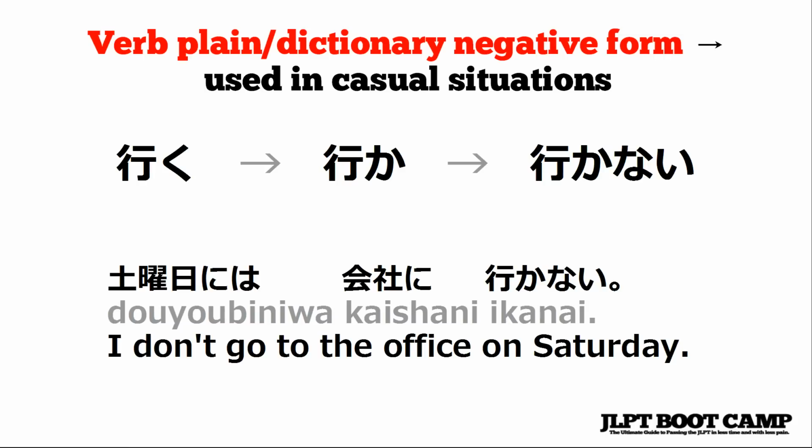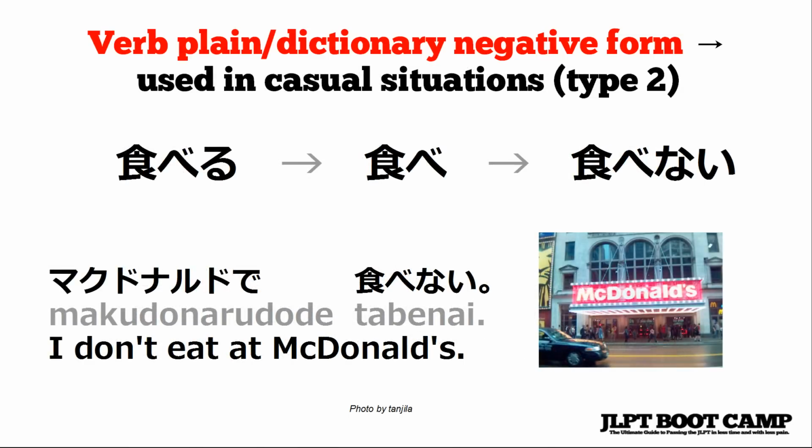Now for type 2, these are sometimes called ichidan verbs. Again, that's a term only used by Japanese learners. And these verbs are a little bit easier to conjugate because you don't have to actually change anything. You just cut off the ru and add nai. So taberu becomes tabe, becomes tabenai. And these are a little strange to recognize. You're going to have to learn them.